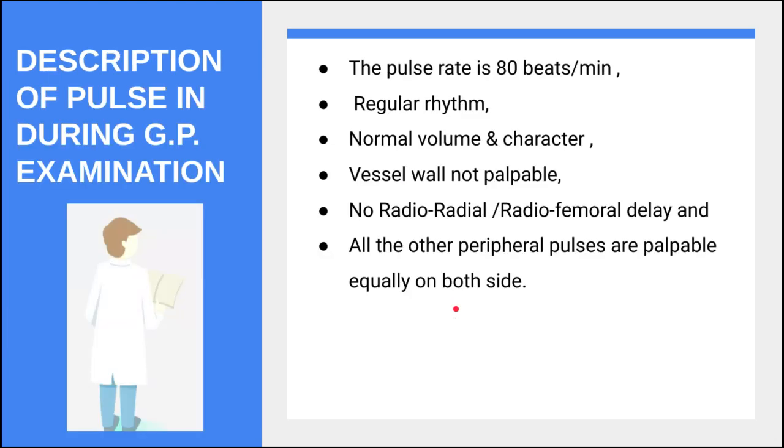So this is how you have to describe pulse in exam. The pulse rate is 80 beats per minute, regular in rhythm, normal in volume and character. Vessel wall is not palpable. There is no radio-radial or radiofemoral delay, and all other peripheral pulses are palpable equally on both sides.